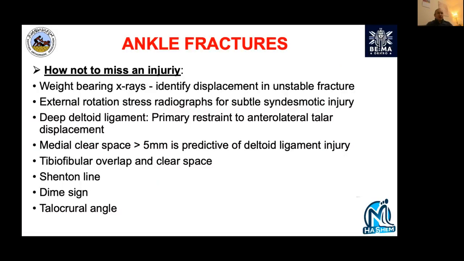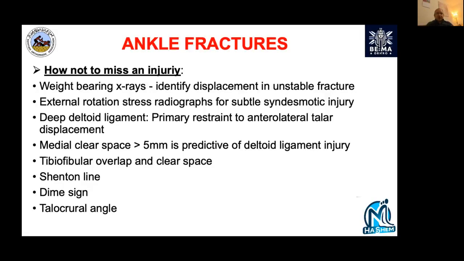You have to remember that the deltoid has two parts, superficial and deep. The superficial deltoid ligament is the main restraint against valgus deformity, and the deep deltoid is mainly against the rotational anterolateral talar displacement. So never miss that there may be no bony injury in a rotational injury, because basically the failure wasn't in the bone on the medial side, but in the deep deltoid. The superficial is mainly about the movement in the coronal plane, which is the valgus movement of the ankle. The deep deltoid is mainly against the rotational deformity, so it's the primary restraint against anterolateral talar displacement.